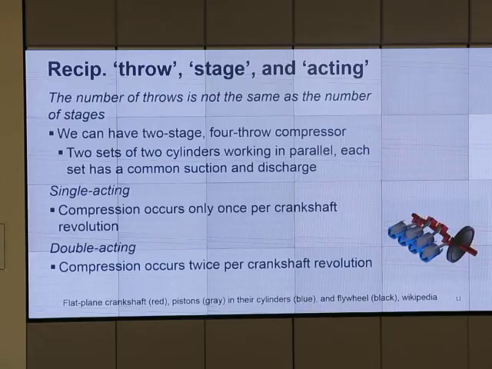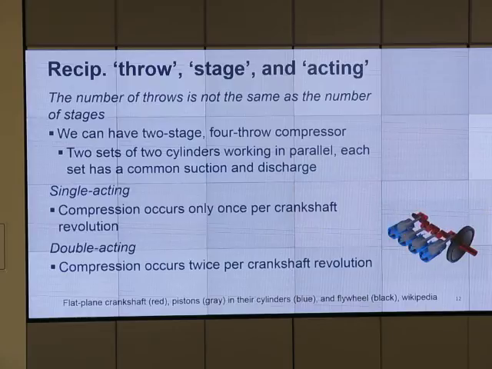James, can you tell me the difference between number of acting and number of stages? Are they the same? No. So what are they? Stages is how many times you're going to compress it, and acting is how many times you compress in one revolution. Acting is the number of times that we compress per revolution. Stage means how many steps of pressure we will have, right? If we go from 100 to 300, that's one stage. The next stage will be from 300 to 900. So that is a compression ratio of 3 and 2 stages.